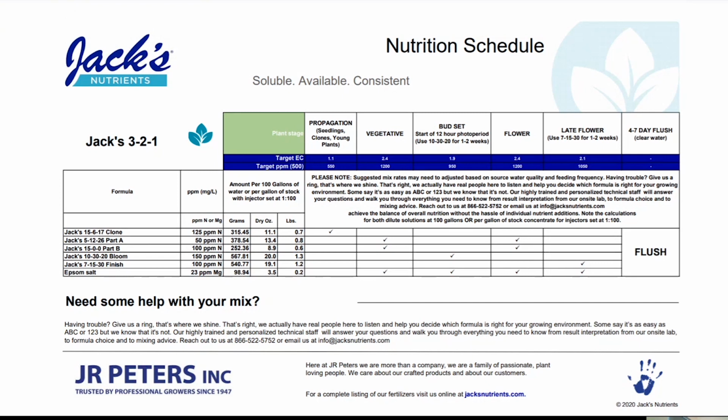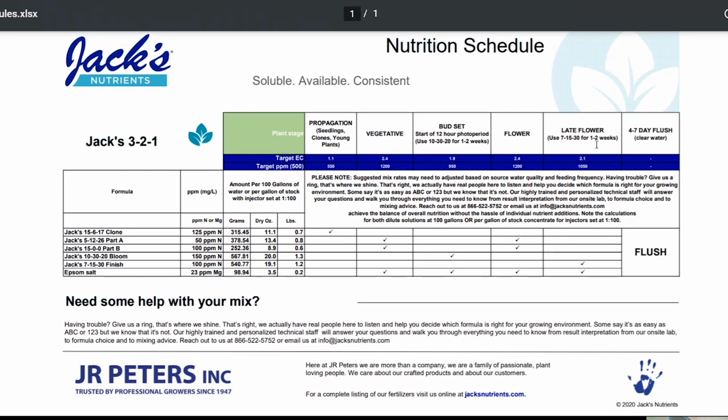No, but so what you're also saying, Dan, is that our growers don't need to be worried about overfeeding at full strength. I know that a lot of folks are scared of full strength. They don't want to burn something. But we are going to reduce that nitrogen down in that late flower stage, is what you're saying. If I can see that correctly with the Jack's 7-15-30 finish, we're only taking it down to 100 parts per million nitrogen there.